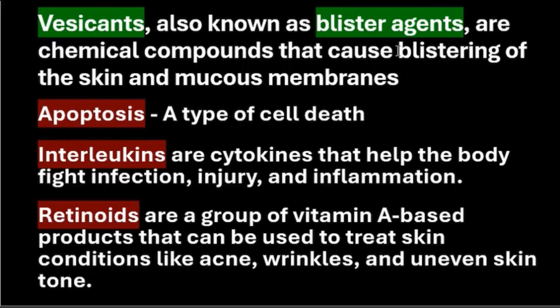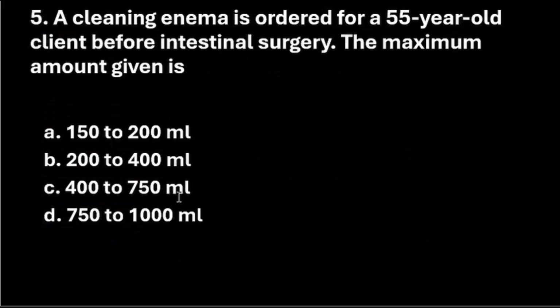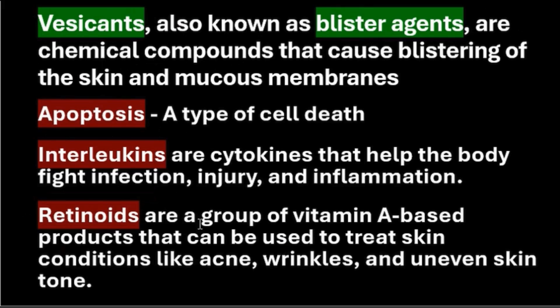Vesicants, also known as blister agents, are chemical compounds that cause blistering of the skin and mucous membranes. Apoptosis is a type of cell death. So apoptosis is cell death. These vesicants are blister agents. Interleukins are cytokines that help the body to fight against infection, injury and inflammation. Interleukins were released during COVID, as you have seen. Retinoids are a group of vitamin A based products that can be used to treat skin conditions like acne, wrinkles and uneven skin tone. So vesicants are the right answer here.